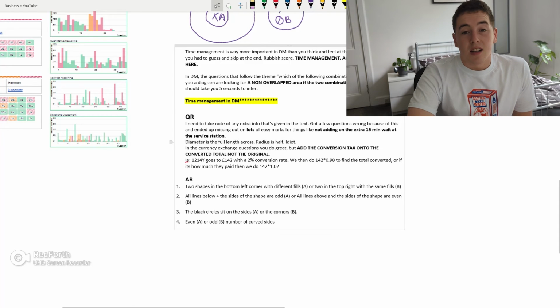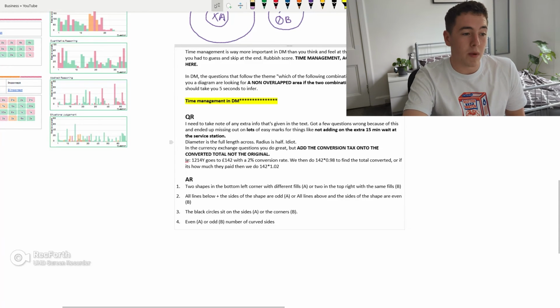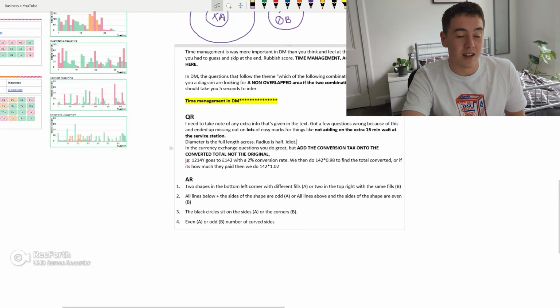Obviously here, I had a bit of a moment, I think. Diameter is the full length across, radius is half. Idiot. In the currency conversion questions, I do great at them, but I need to add the conversion tax on at the end and not to the original values.